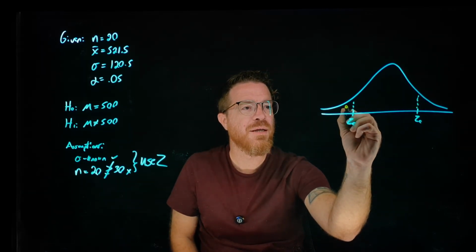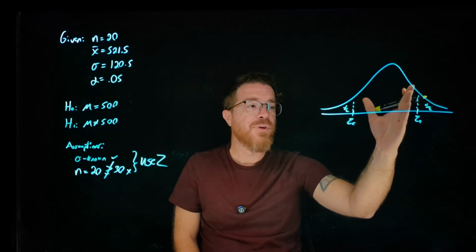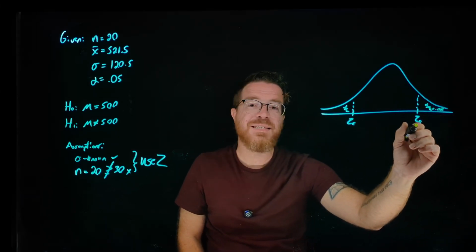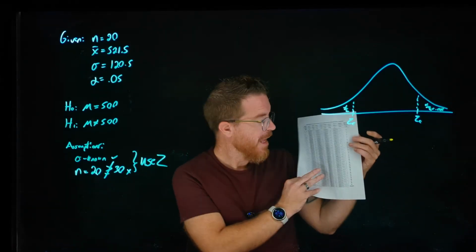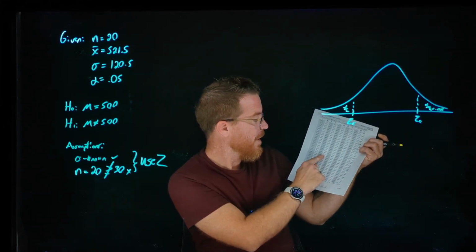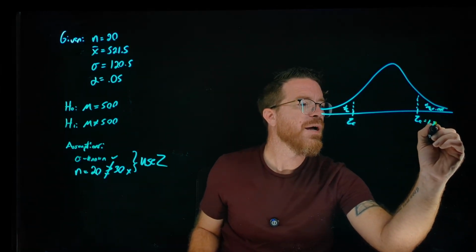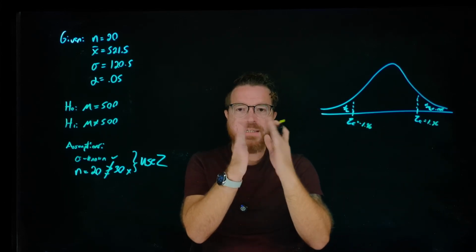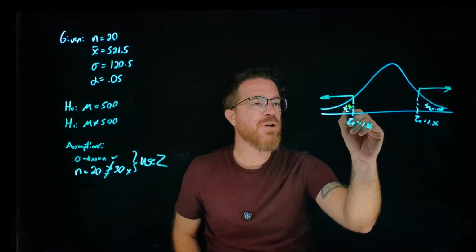So that means that this is going to be alpha over 2, and this is going to be alpha over 2. Alpha over 2, in this case, is going to be 0.025, so we need the z critical value that has 0.975 to the left. Again, we can go to our table and find where 0.975 is, and this gives us a value of 1.96. So this critical value is equal to 1.96, and this critical value is negative 1.96. We will reject any test statistic that falls outside of this range. So this is our rejection region.